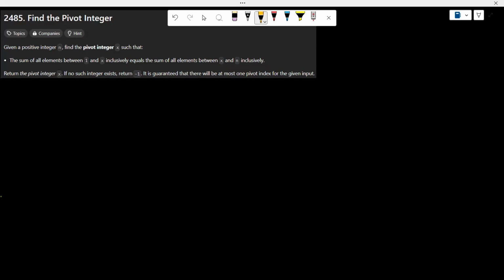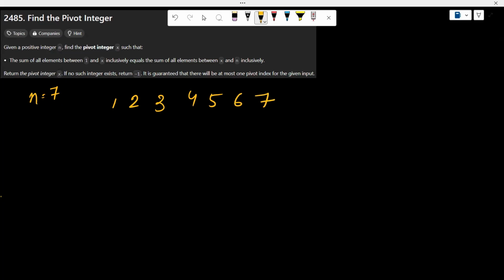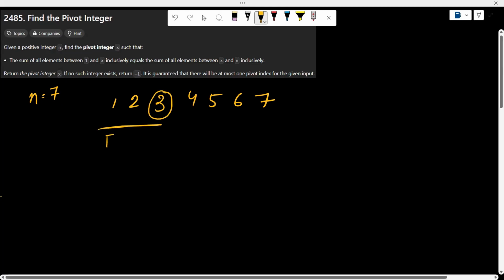So the question is saying, let's suppose we have a value n equal to 7. That means we have the integers 1, 2, 3, 4, 5, 6, and 7. So we have to find an index or a pivot such that, suppose this is the pivot, then in that case the total left sum is equal to the total right sum. If this is the case, then this number is the pivot for n equal to 7. So we have to find such a pivot.